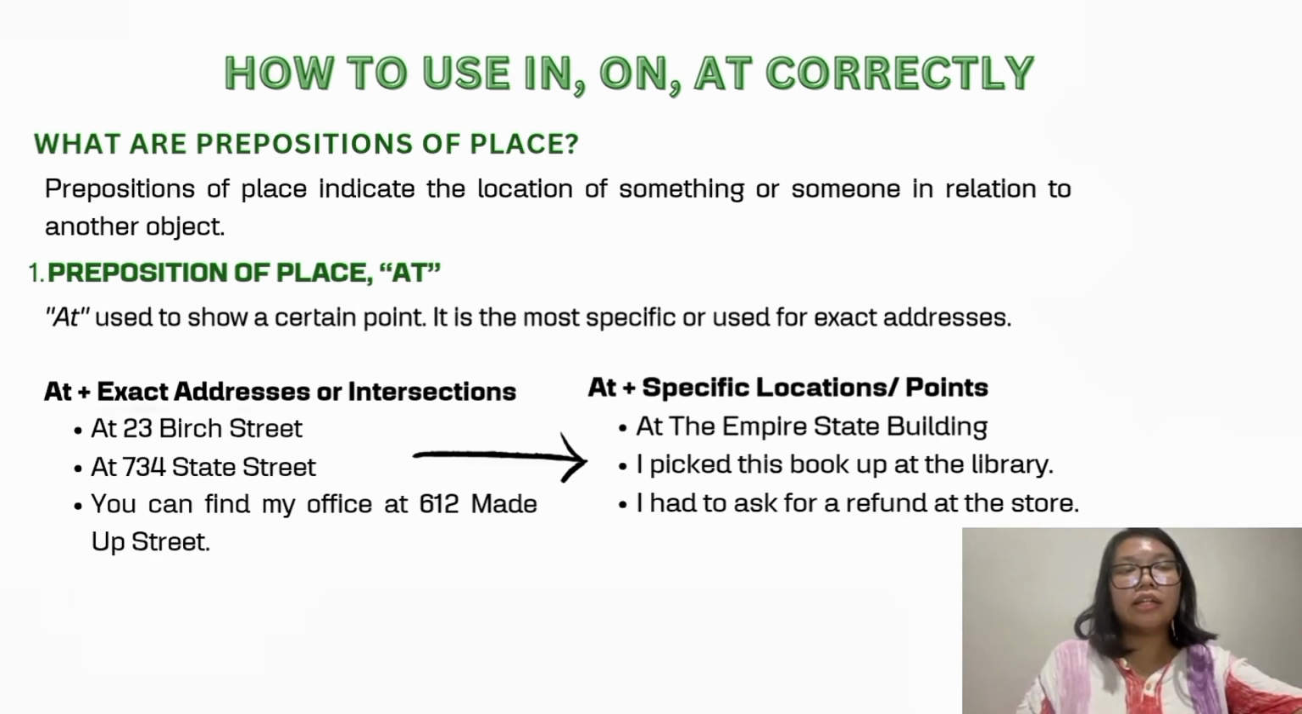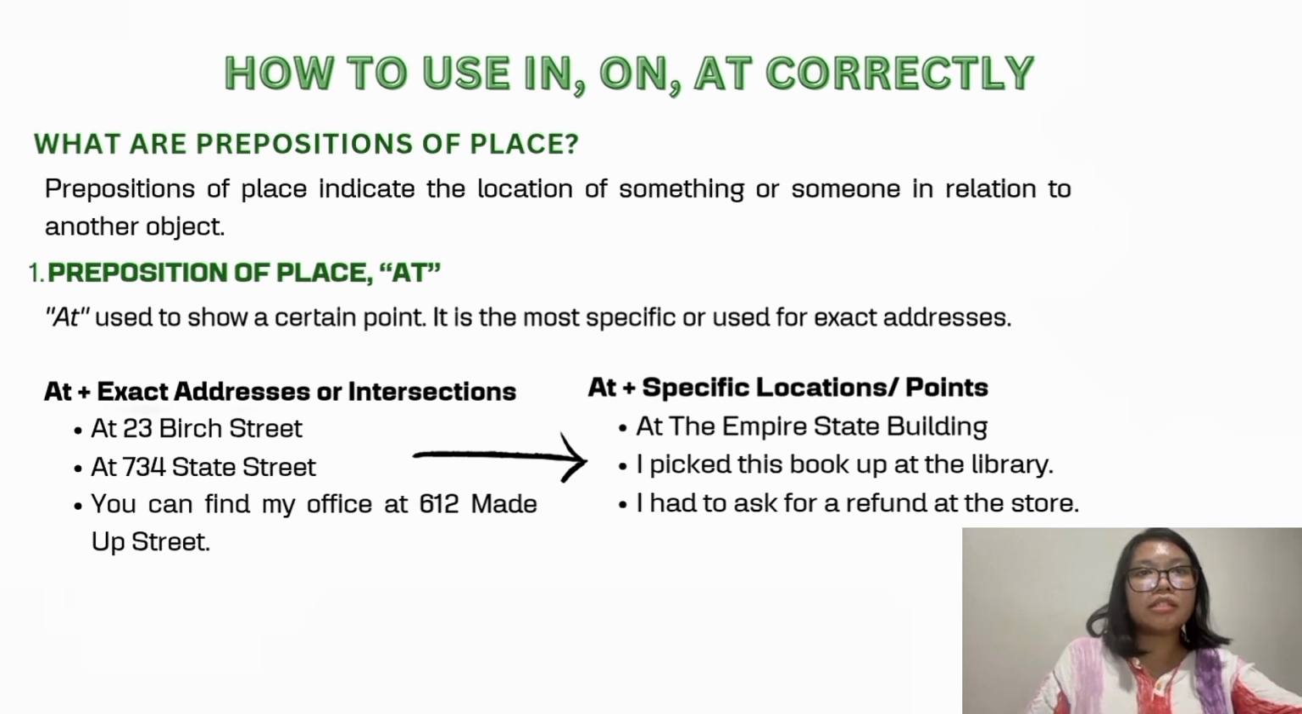How to use in, on, at correctly. What are prepositions of place? Prepositions of place indicate the location of something or someone in relation to another object.